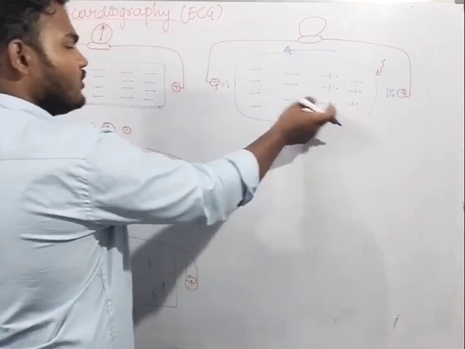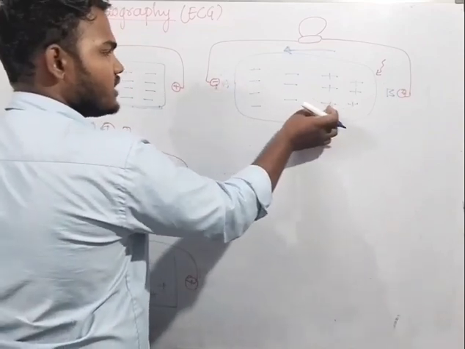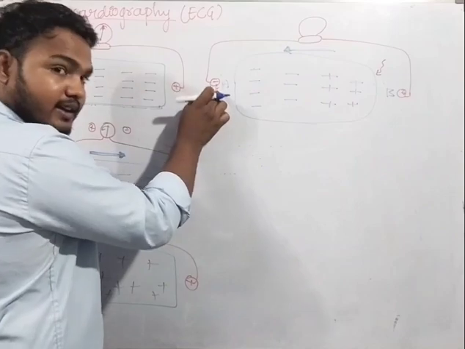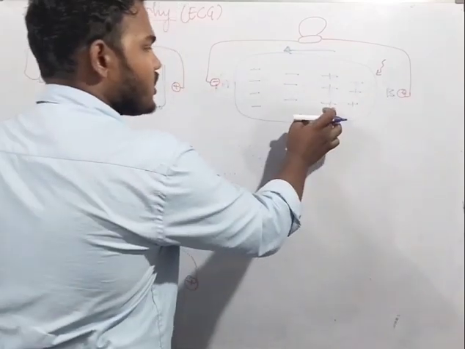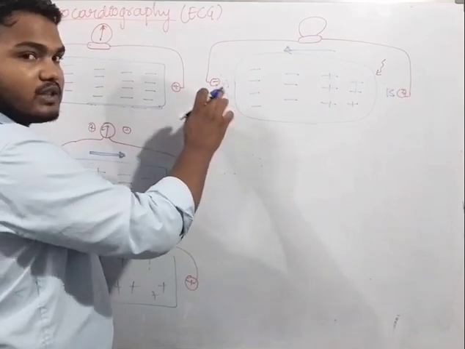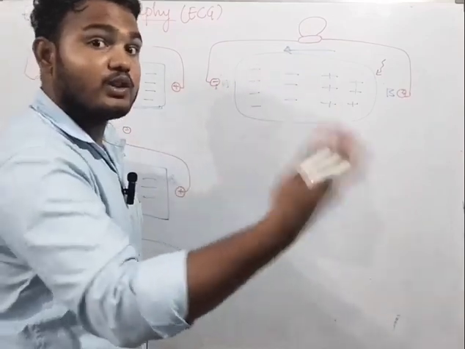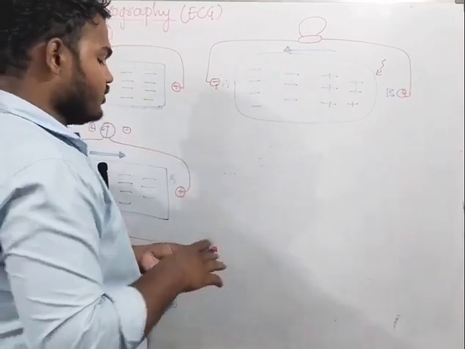Okay, the charges are flowing in the opposite direction. The positive charge is going towards the negative, that means away from the positive. It means the positive charges here are going towards the negative, so the deflection will be towards the negative. It means the deflection will be towards the negative.